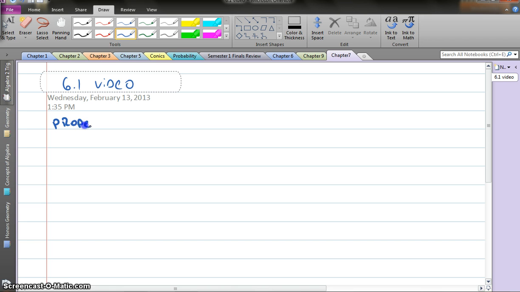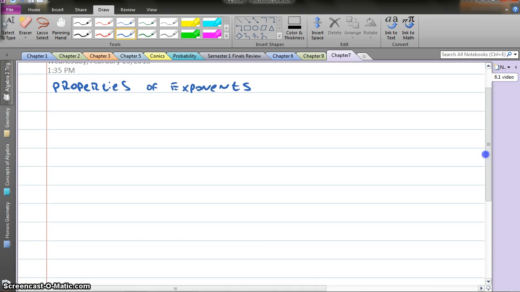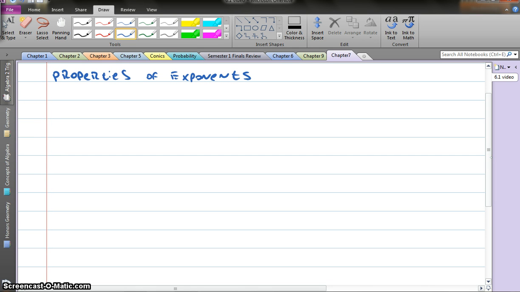Now, I always say the 7 rules, all right? There's actually 8, but one is just a combination of 2. So, the exponent rules. These rules are going to kind of drive us all chapter. These are the rules we must follow if we want to be successful. So, the first one is a to the m power times a to the n power.